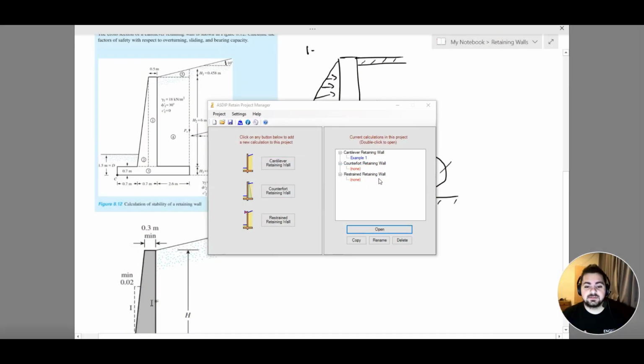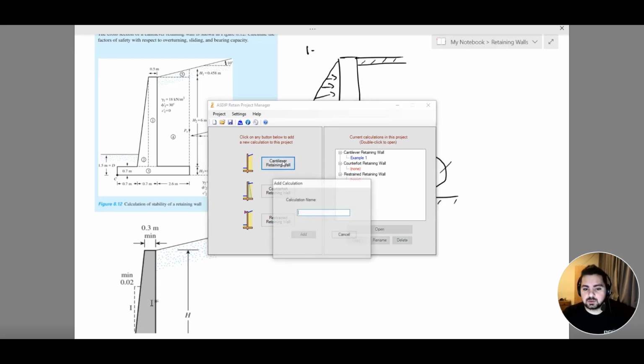Hello everyone, in this video we are going to start with the analysis and design of our cantilever retaining wall system using our ASDIP Retain project manager. As we said before, we have three different types of retaining walls, and we will be working with all of these types in this course. Of course, our first example is going to be a cantilever retaining wall.